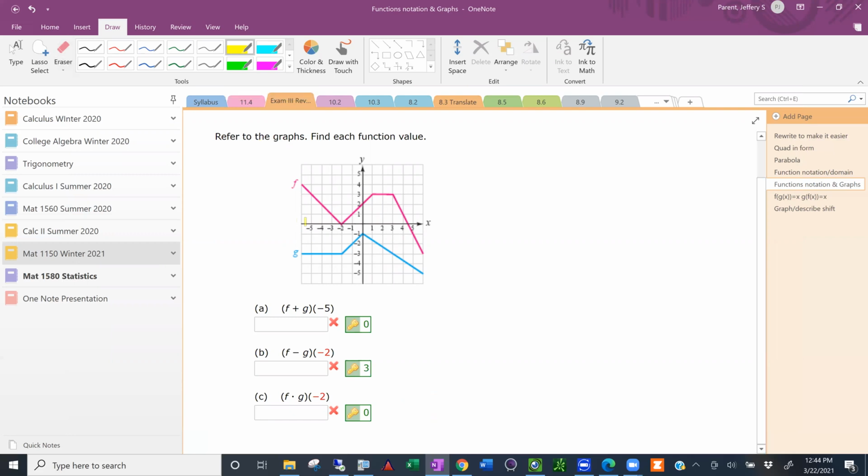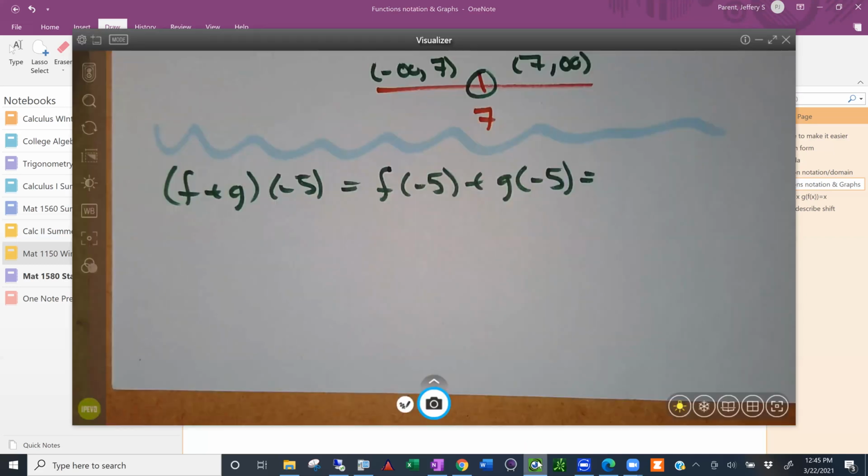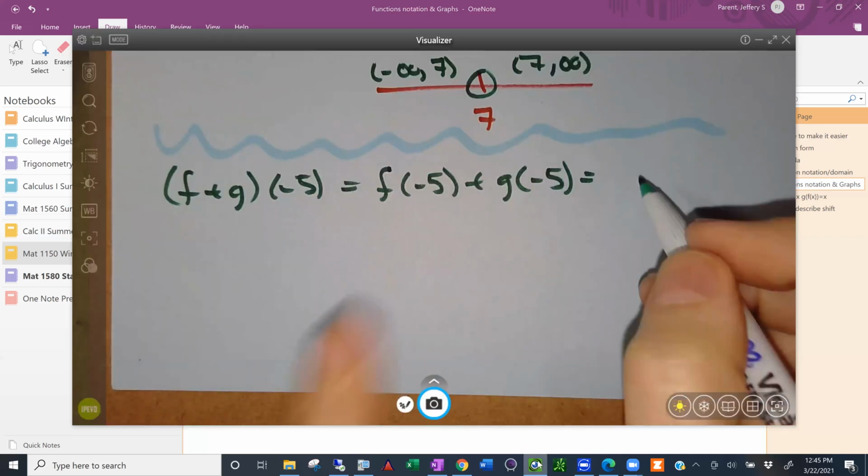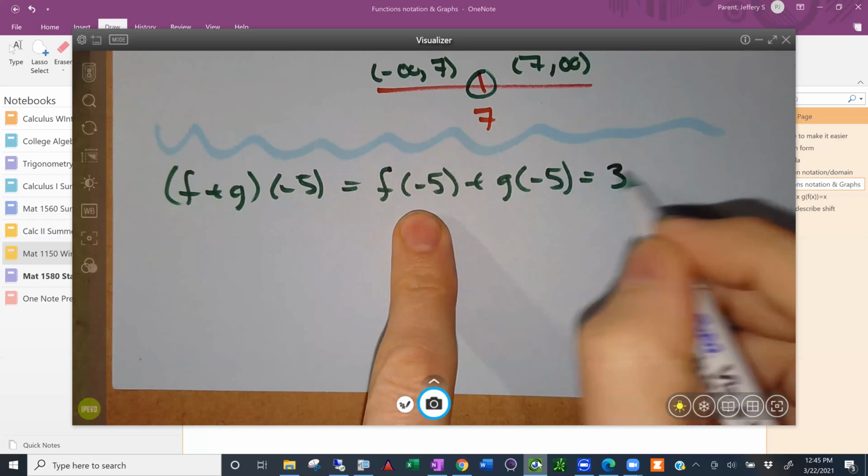So you go out the x-axis, find -5, and up at the equation, -5 is right here. What's the value? What should I put in for f of -5? Should be 3. 3.